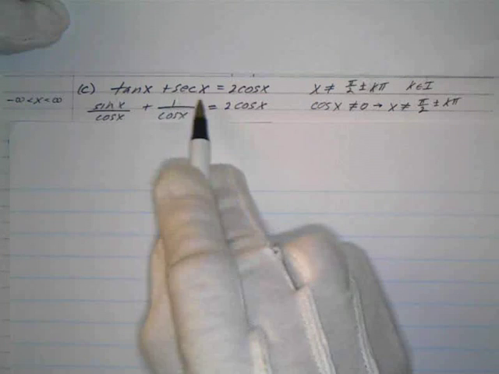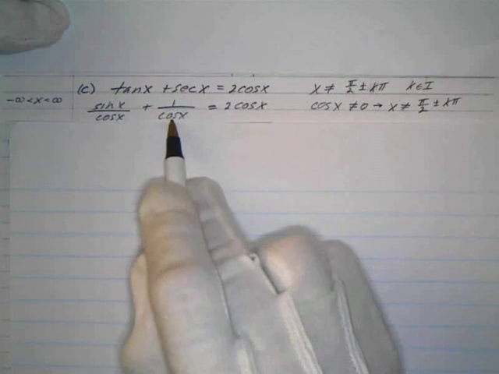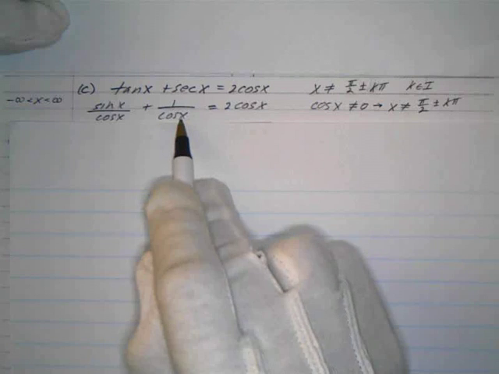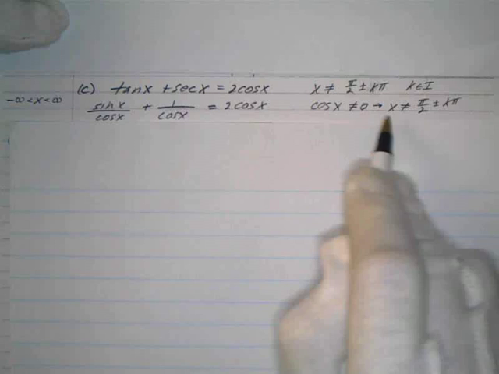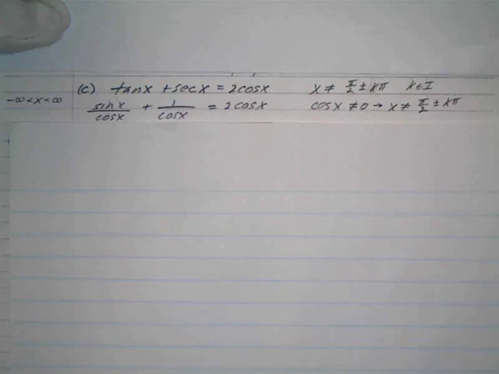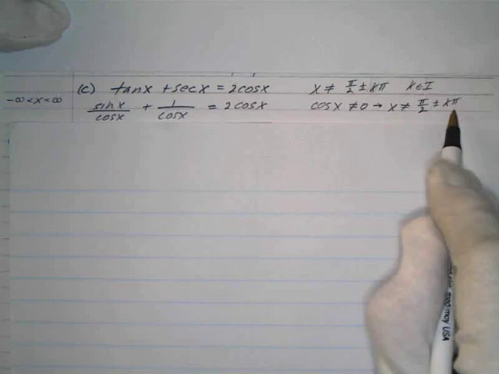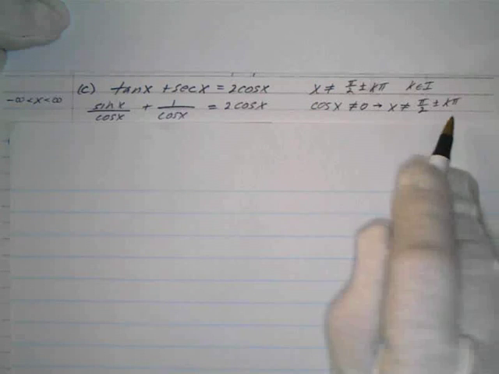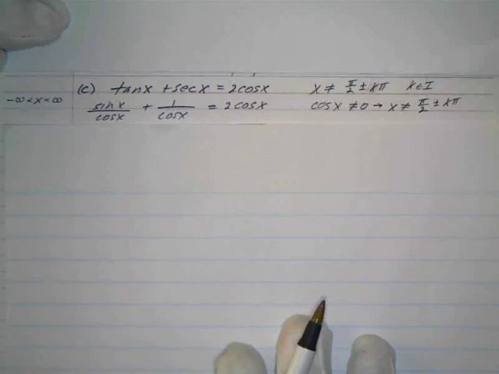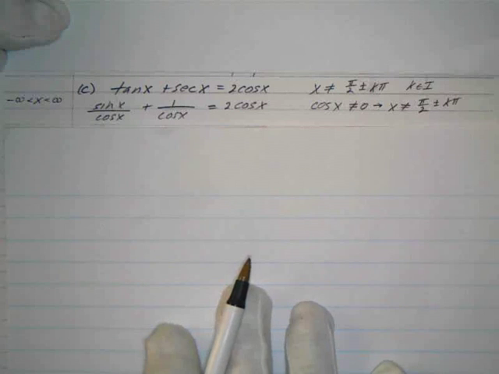Okay? And the same thing with the secant. The secant is the same thing as 1 over the cosine. So whenever the cosine is 0, the secant will be undefined. So I have to put that restriction also. And the cosine's equal to 0 at odd multiples of pi over 2 and negative pi over 2. That's when the cosine is 0. So those are restrictions on our domain.